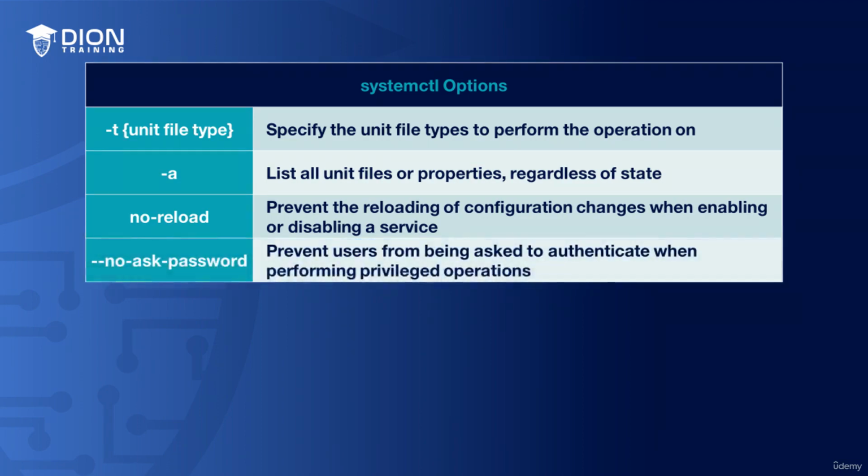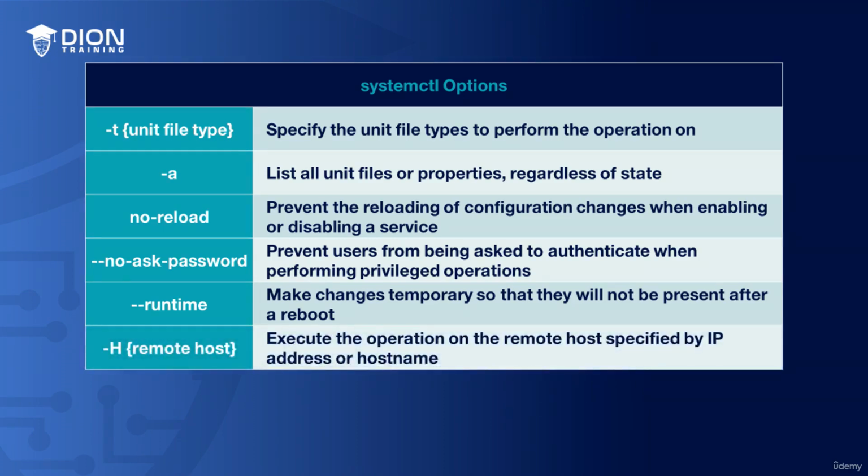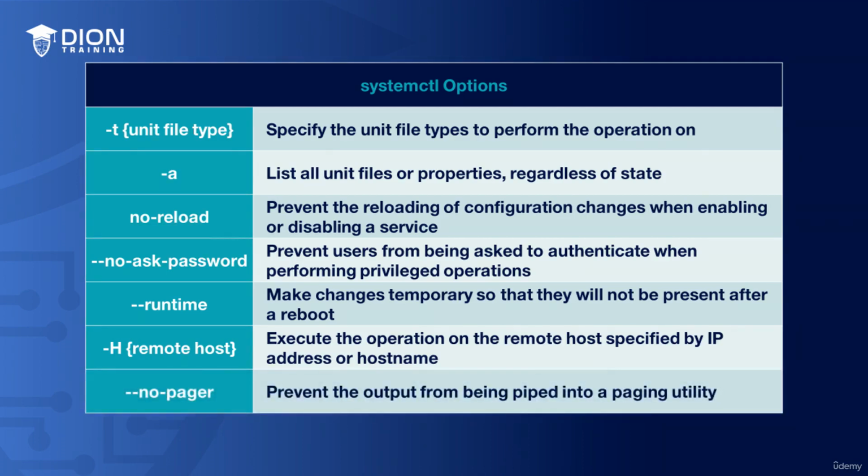The --no-ask-password option is used to prevent users from being asked to authenticate when they're performing privileged operations. The --runtime option is going to be used to make changes temporary. This way, they won't be present after you reboot the system. The -H remote host option is going to be used to execute the operation on a remote host that's specified by its hostname or IP address. And the --no-pager option is used to prevent the output from being piped into a paging utility.